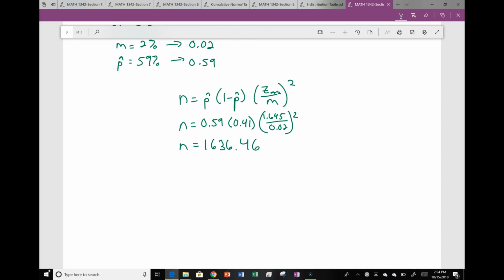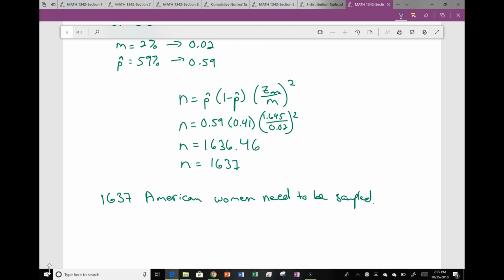Again, we're looking at sample size. I can't go down to 1,636 because I need that extra part of it. So in order to get my margin of error within that 2%, I'm going to have to use a sample size of 1,637 American women to sample. So 1,637 American women need to be sampled.